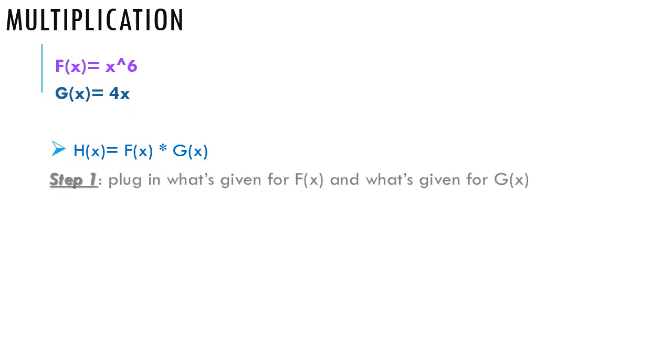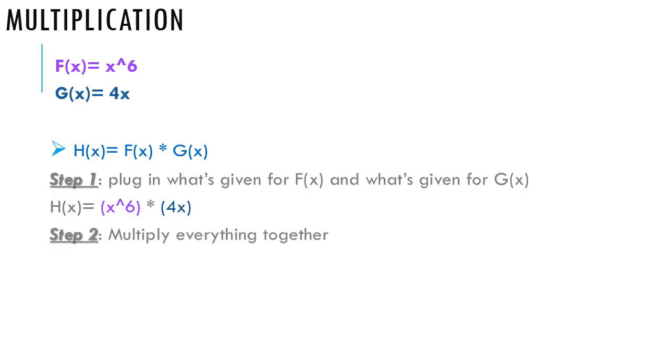So step one is we're going to plug in what's given for f of x and what's given for g of x. Like so, h of x is equal to x to the sixth multiplied by 4x. All we did was plug in what was given for f of x and what was given for g of x. Step two is we're going to multiply everything together, such that h of x is equal to 4x to the seventh. Now how we got this was the 4x comes from g of x, and the seventh comes from, you have x to the sixth and you're multiplying.